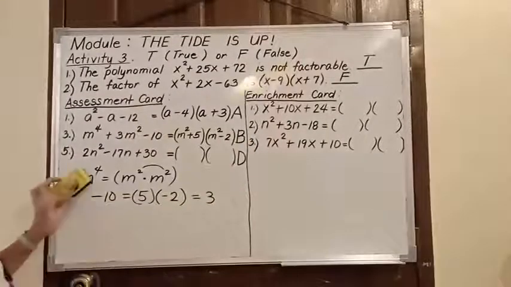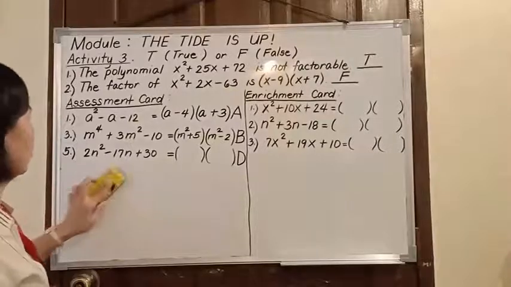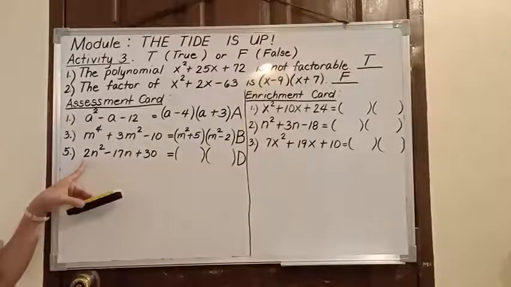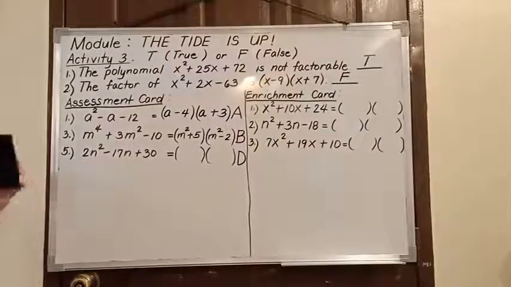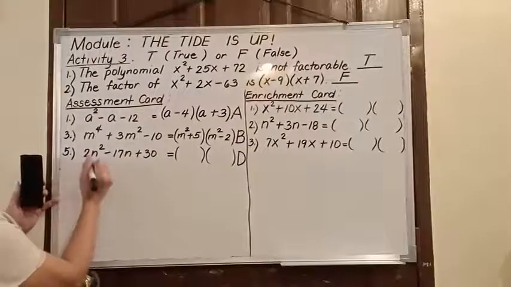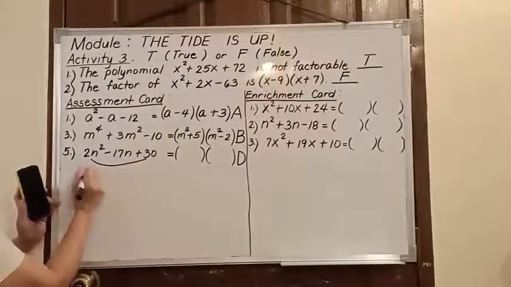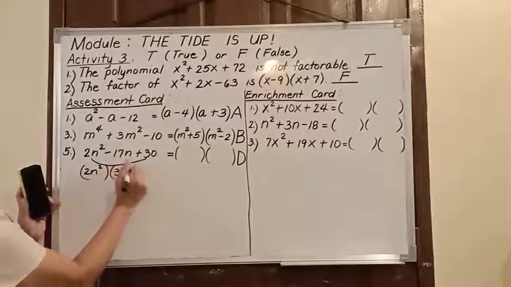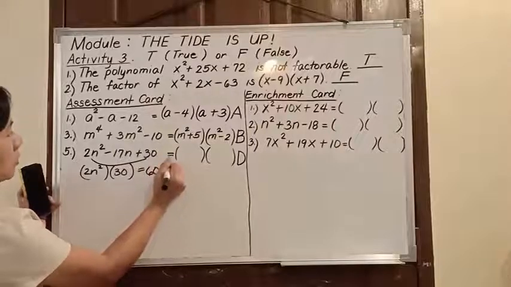And then the last one, number 5. Case 2 ang number 5 natin. 1 and 3, case 1. And number 5, case 2. Our A is greater than 1. Or A is not equal to 1. So, kung may 2 tayo dito, gagawin natin, multiply natin yung first and last term. 2n squared times positive 30. We have 60n squared.